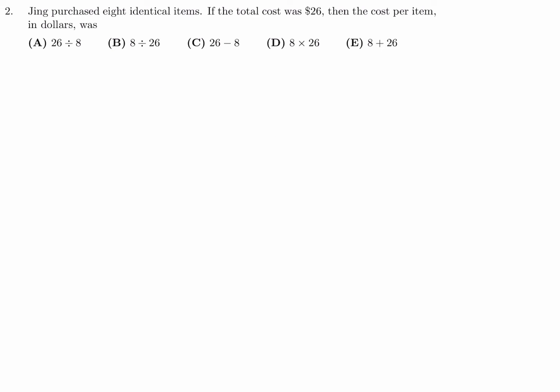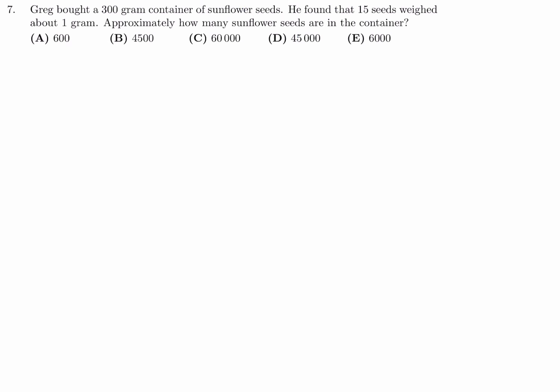Purchased 8 identical items. If the total cost was $26, then the cost per item in dollars was. Let's say that the 8 identical items each has a cost of X, and there's 8 of them, so 8 times X, and that equals $26. So X would be 26 divided by 8. That would be the cost of each individual item represented by X. So of the answer choices, 26 divided by 8 is A for number 2.